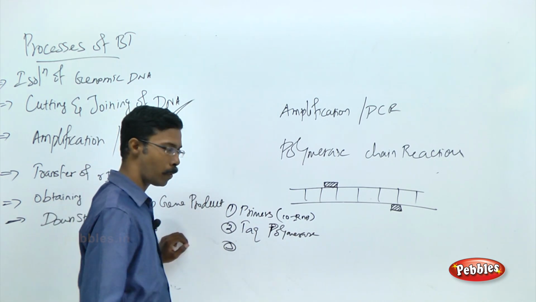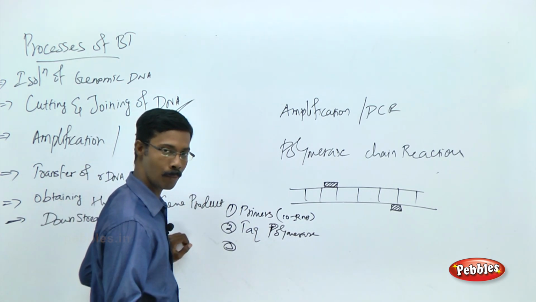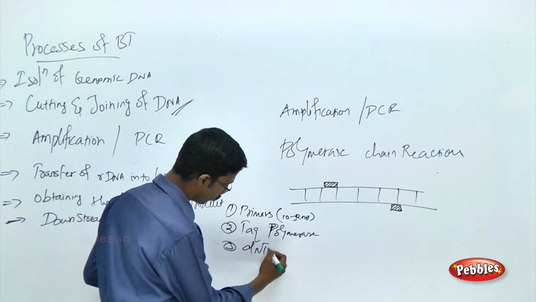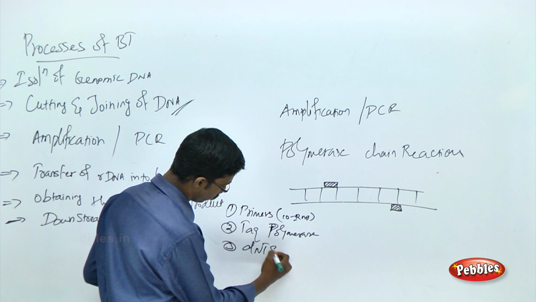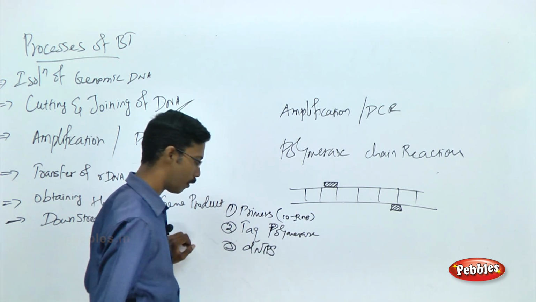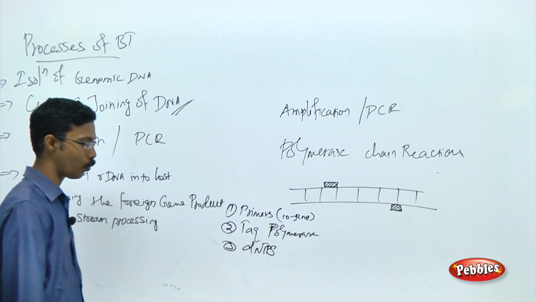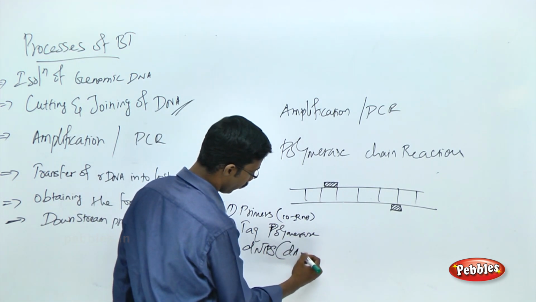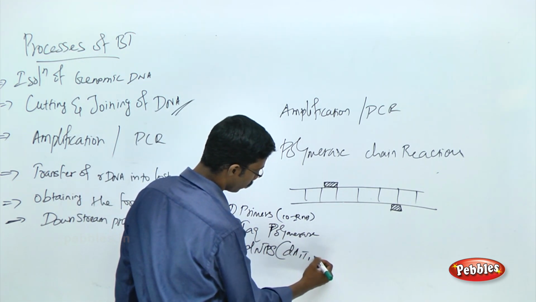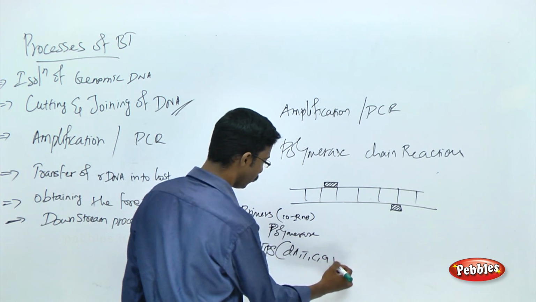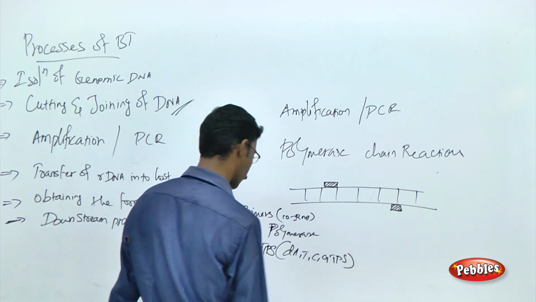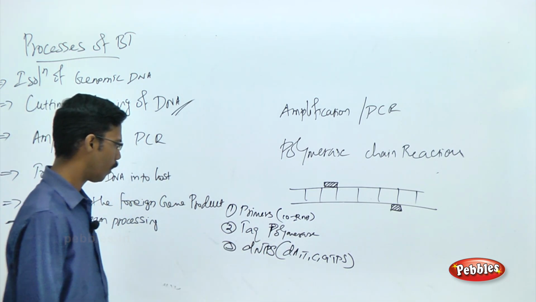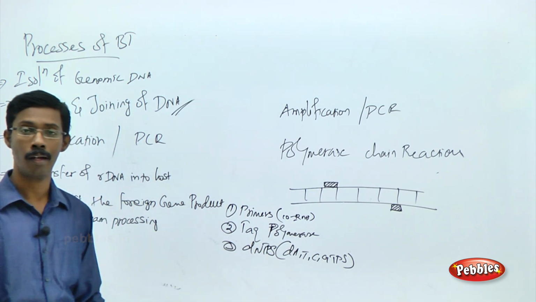And for the polymerization reaction, you need the substrate or individual monomers, that is called deoxynucleotides. dNTPs, all the deoxynucleotides: dATP, dTTP, dCTP and dGTP. These are called deoxyribonucleotides. Fine. And these are all the major requirements for any PCR.